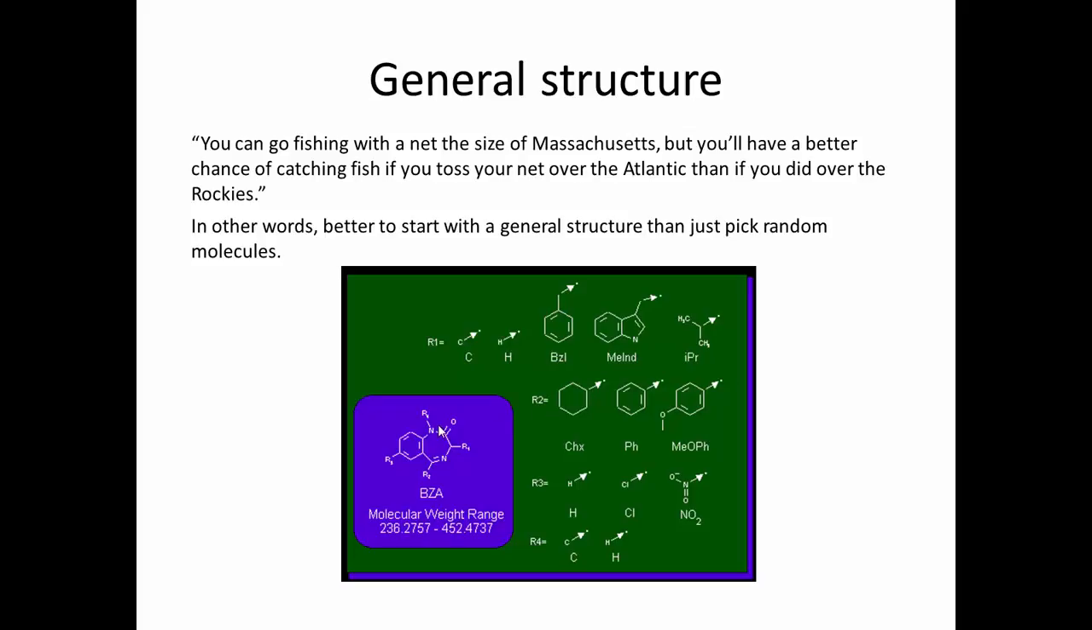Because if you're picking random molecules, you might be doing the equivalent of throwing a fishing net over the Rocky Mountains. You're not going to catch a whole lot of fish that way. You've got a better shot if you're tossing your net in the Atlantic. So we'll take the BZA molecule as our scaffold structure. We have a scaffold structure, and we're putting things on the ends, on the specific R groups, and seeing if that combination of structures will yield something that we can use as a drug.